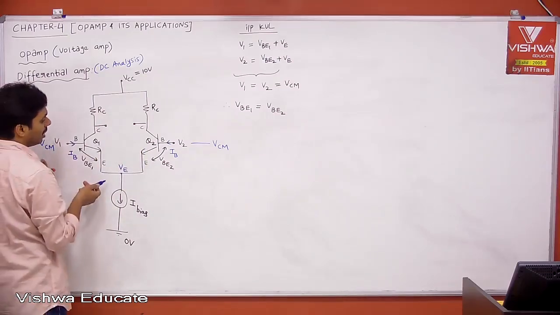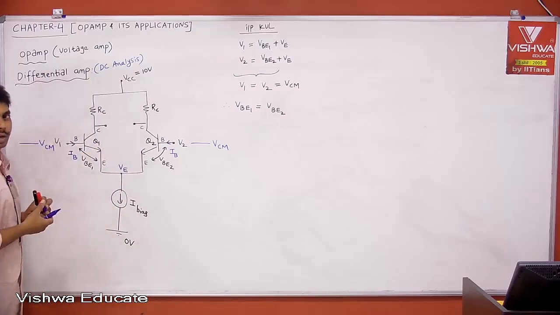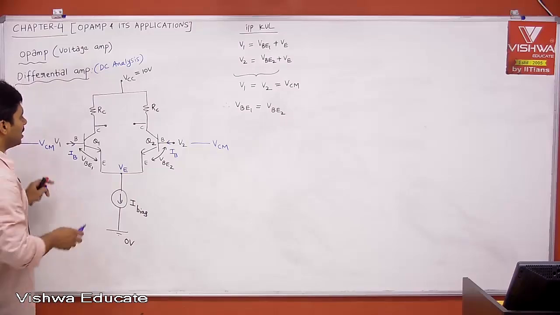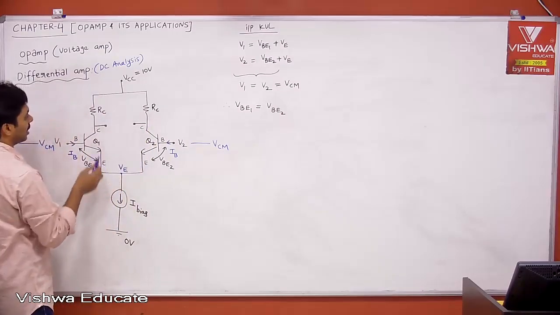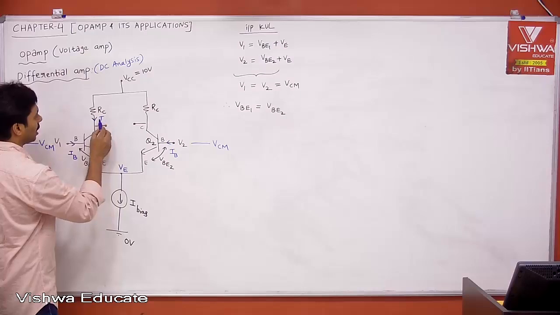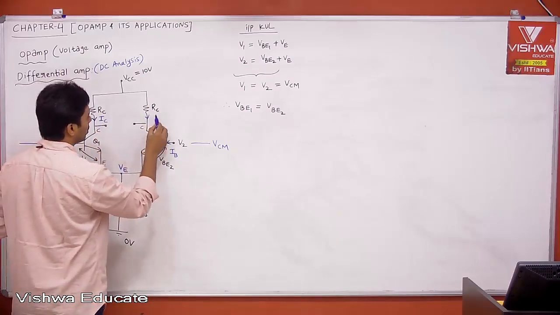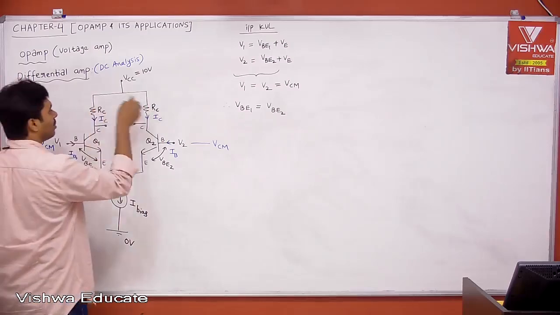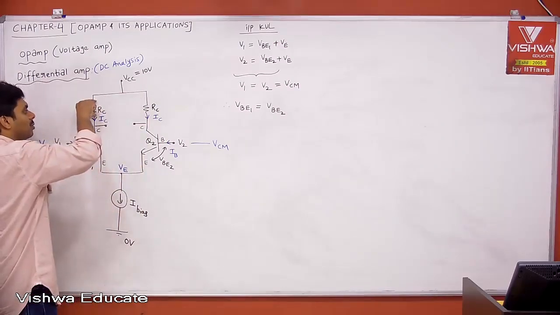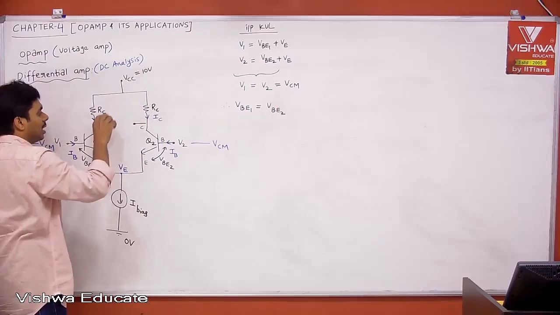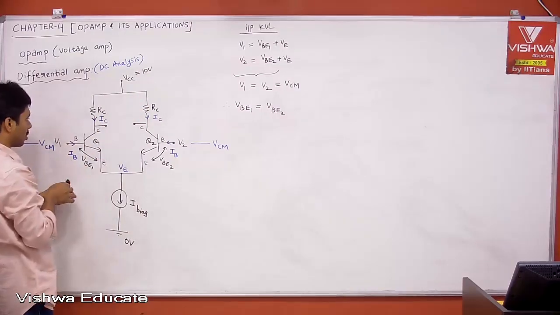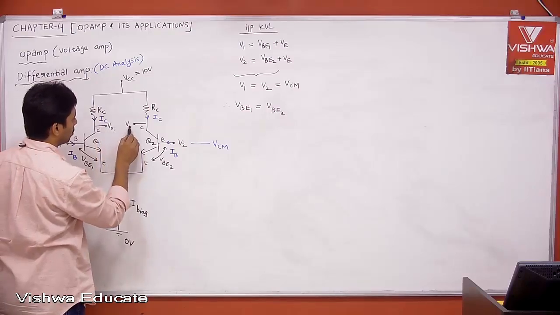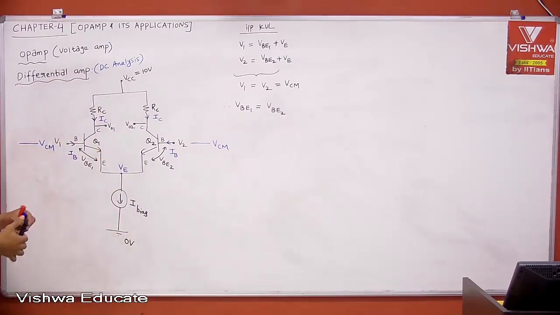Now, same IB means, let us say both are identical. Both are identical means both are having the same beta. When both are having the same beta, then definitely both will have the same collector current, let us say IC, and this is also IC. When both are having the same collector current, then with the same resistors both will have the same drop, IC into RC, then both will have the same output voltage. Let me call this output voltage V01 and this is V02.